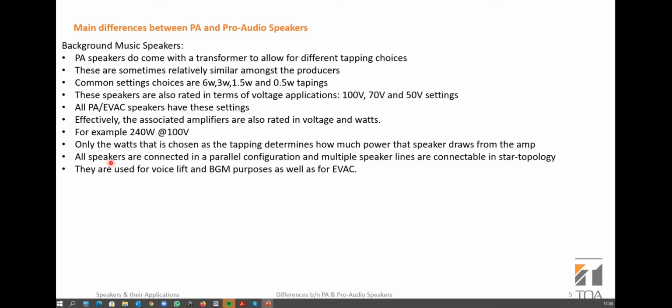So the speakers, when they're connected in a 100 volt line, are connected in a star topology. They are connected in a parallel configuration. The positives are always on the same line, the positive. The negatives are always on the same line, the negative. That is very critical.